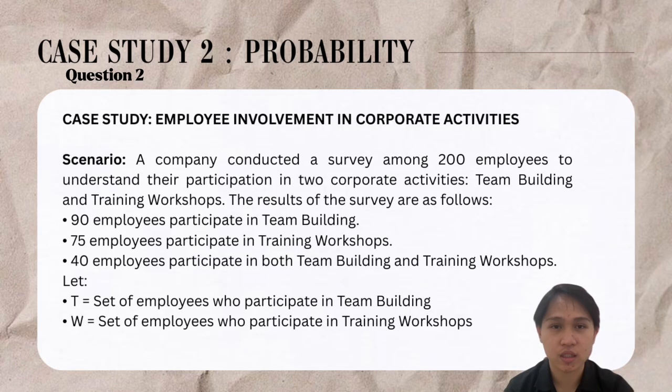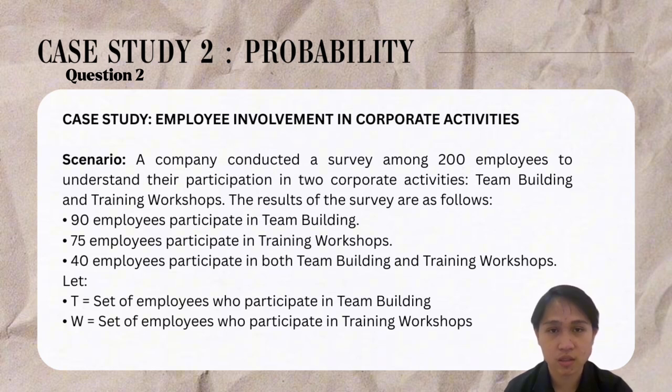Question 2. The case study is about employee involvement in corporate activities. The scenario describes a survey conducted among 200 employees to study their participation in two types of corporate activities. The first is team building and the second is training workshops. The data collected show that 90 employees participated in team building, 75 employees participated in training workshop, and 40 employees participated in both activities.